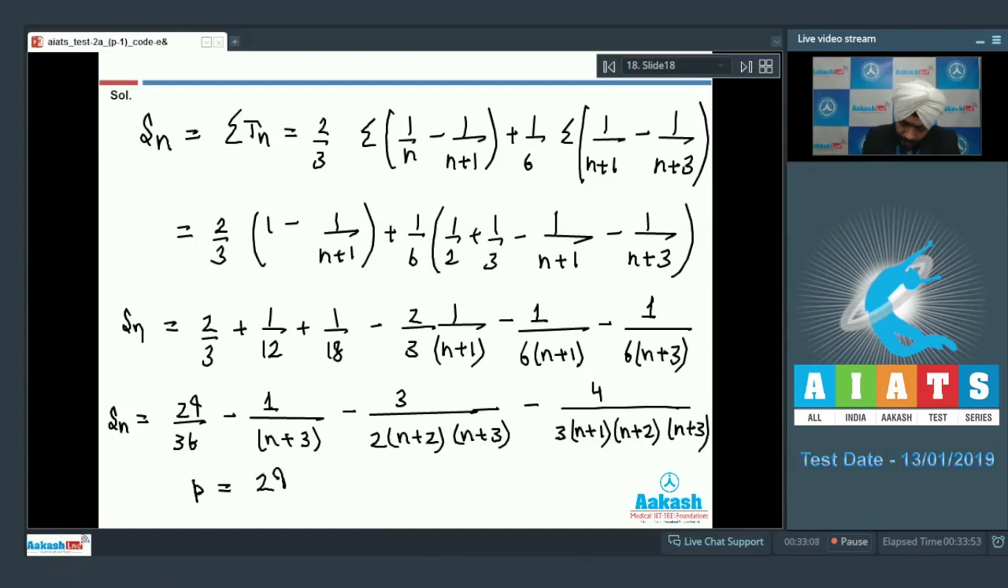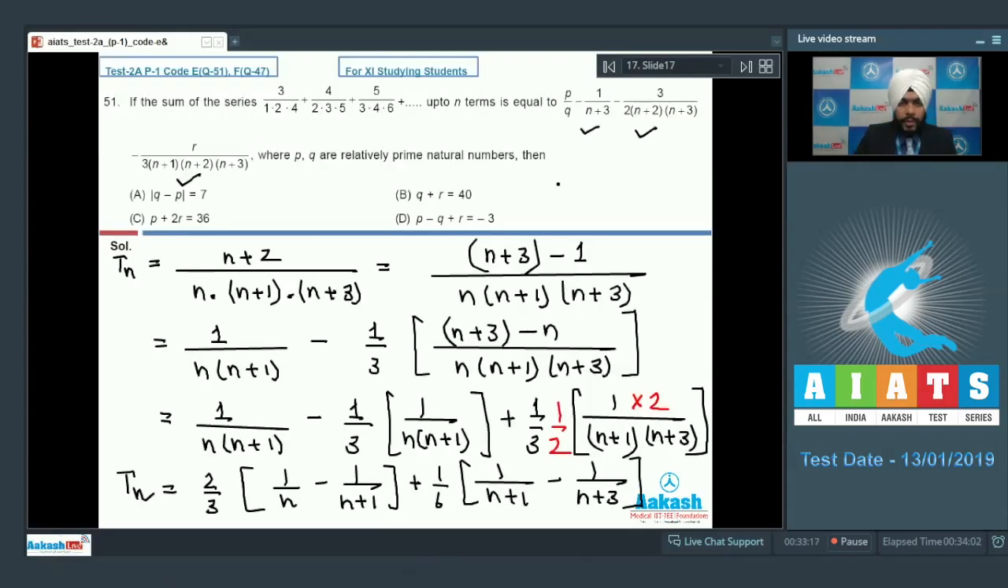P is equal to 29, Q is equal to 36 and R is equal to 4 according to the given question. So P is 29, Q is 36, R is 4. Q plus R is 40, correct. Modulus of Q minus P is 7, correct. P plus 2R is 36, wrong. And P minus Q will be minus 7, plus R equal to minus 3. ABD is the final answer for this question.